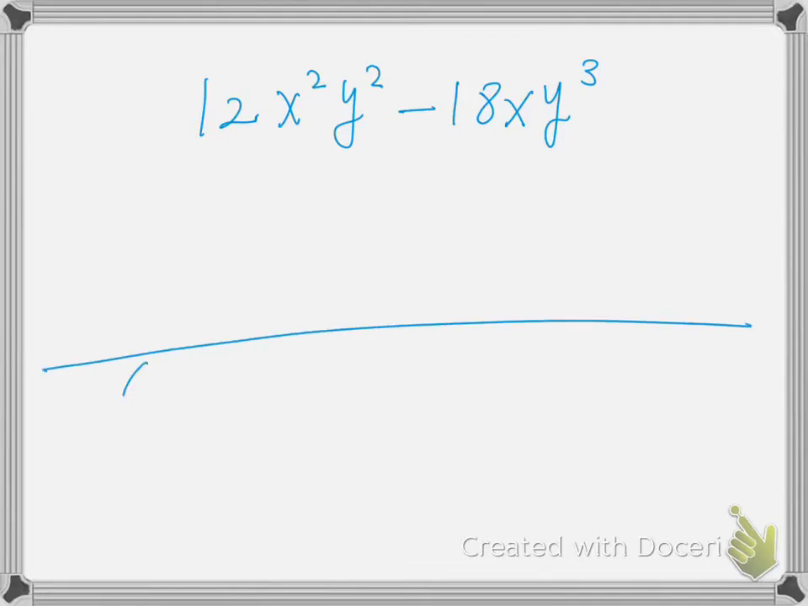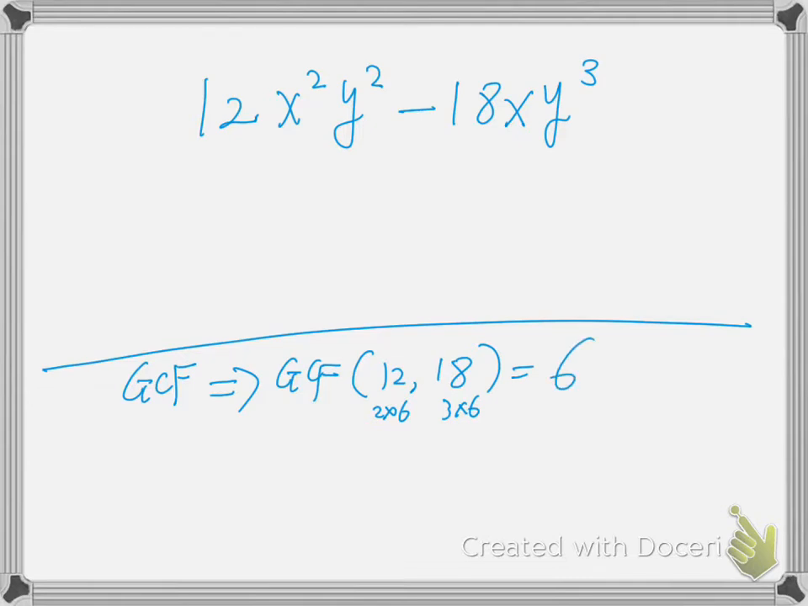Let's look at another example. 12x squared y squared minus 18x y cubed. First we look at what's the GCF for the number. The GCF of 12 and 18 is what? 3 or 6? It's 6, right? This is 2 times 6, this is 3 times 6. We want the greatest one, the largest one, so it's 6.